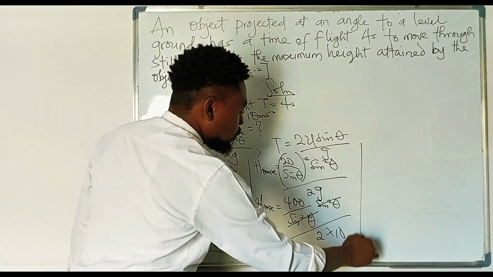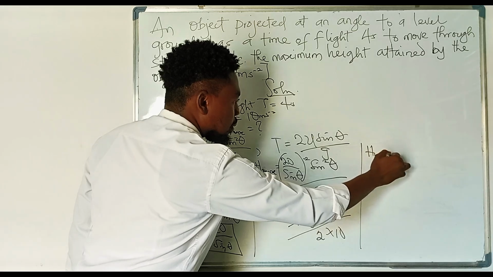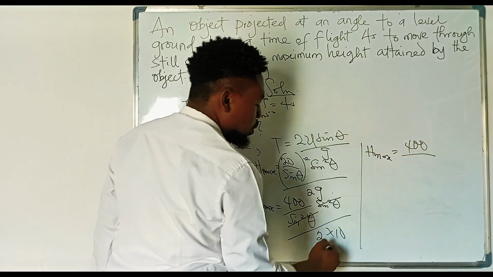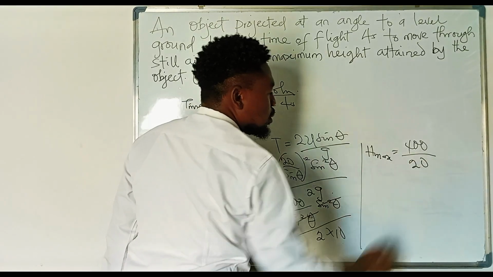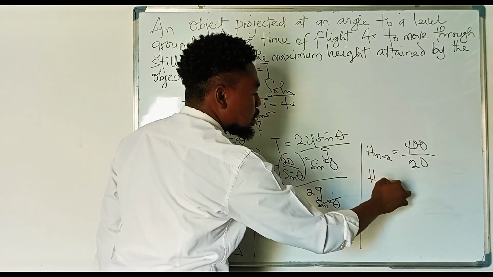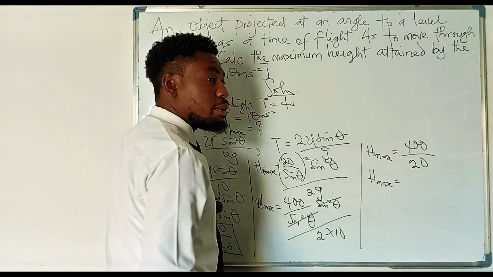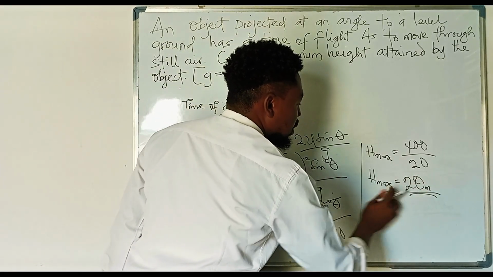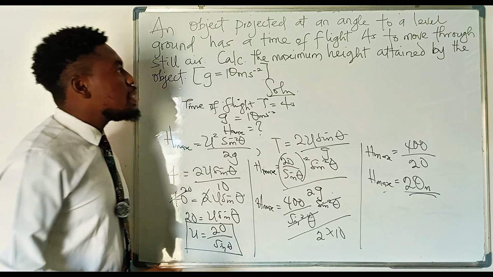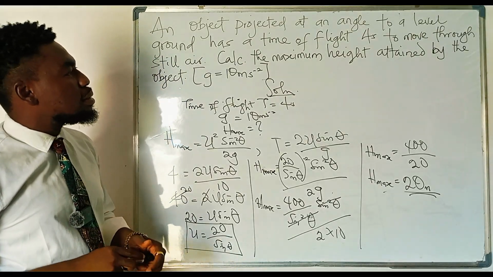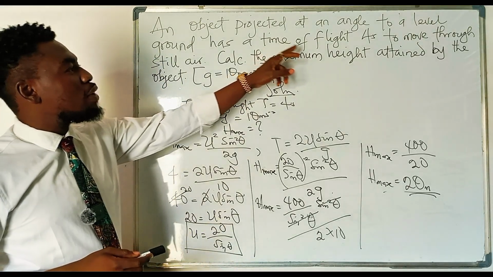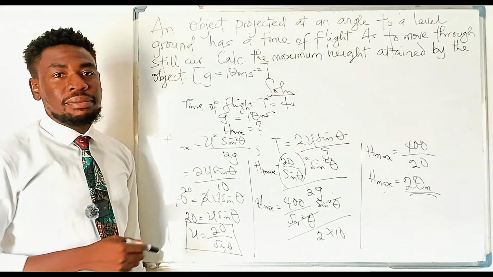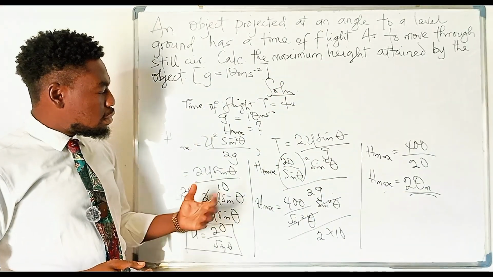So we have our H max to be equal to 400 all over 2 times 10, which is 20. So we have H max to be 400 divided by 20, which is 20 meters. So the maximum height taken by the projected object with a time of flight of 4 seconds is 20 meters.